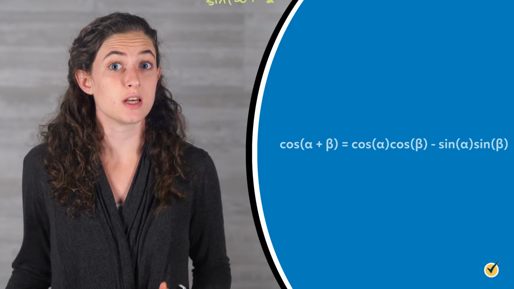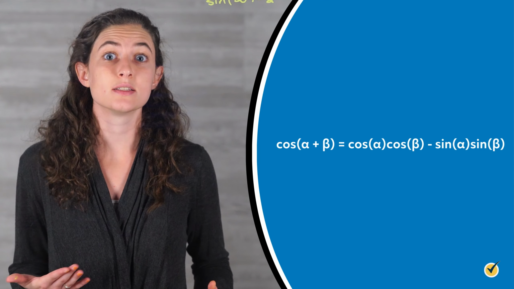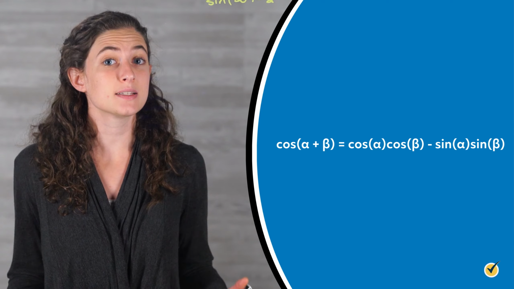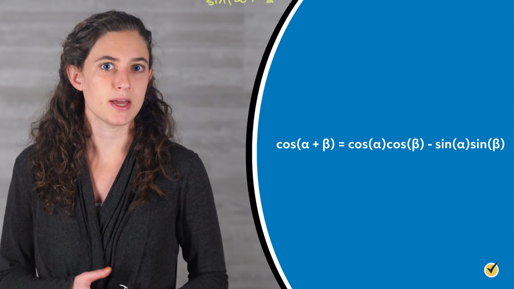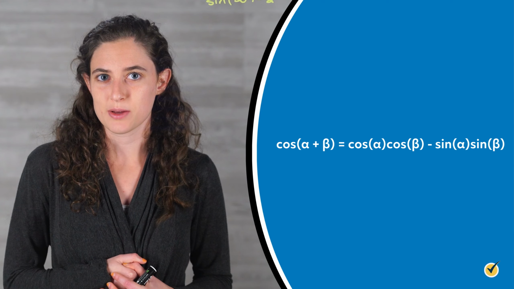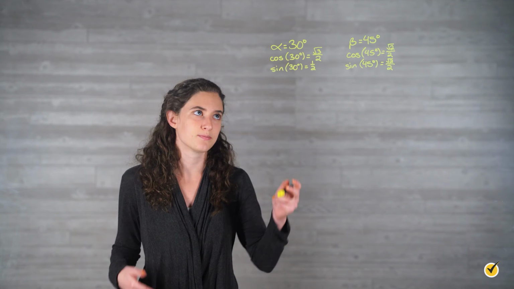The cosine of the sum of the angles alpha and beta is equal to the cosine of alpha times the cosine of beta minus the sine of alpha times the sine of beta. It works in a similar way. We can plug in our values and find the cosine pretty quickly. So we're going to start by writing down our cosine sum identity. It's really easy to mix up the values if you don't do this, so it's always a good idea.